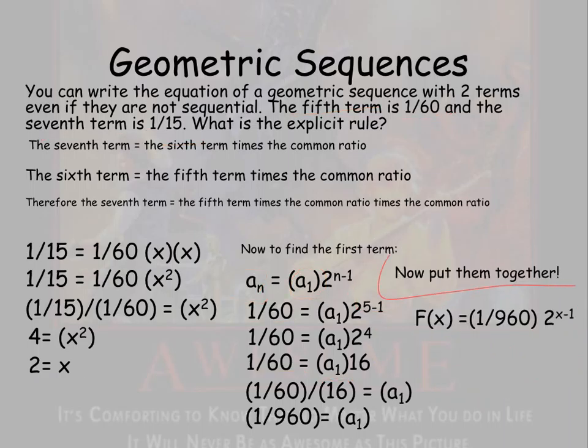Okay, now I just got to put them together and we have our equation. It was a lot of work, but the common ratio is 2, so that's going to go here. Take it to the x minus 1 power, just what we've been doing with geometric sequences. Then take our first term here and multiply it to get the function rule. F of x is equal to 1 over 960 times 2 to the x minus 1 power.